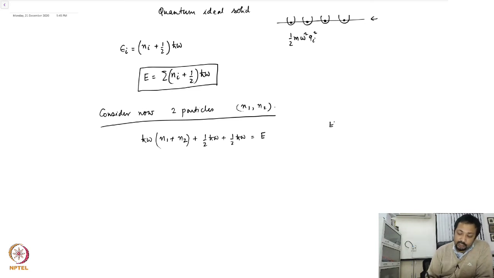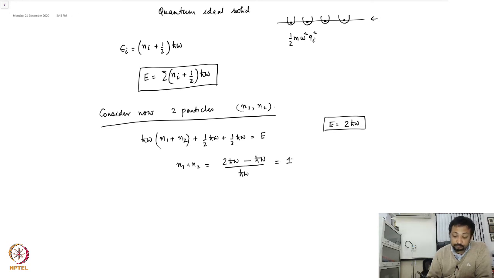And let's say we have E is equal to twice h bar omega. The total energy, I fix it to be twice h bar omega. Then it follows that n_1 plus n_2 is going to be twice h bar omega minus h bar omega divided by h bar omega, which is just going to be 1. Is this correct? Sorry, this is correct, but I think we'll take this factor later on. We will just say that it is h bar omega.